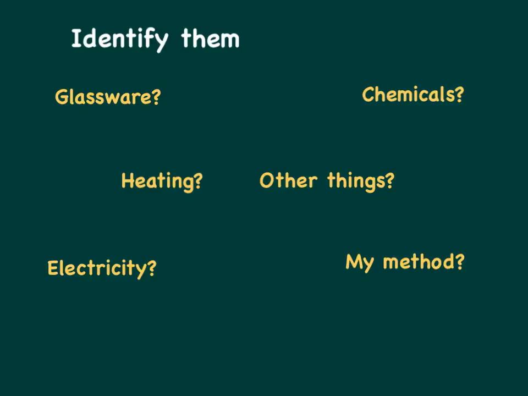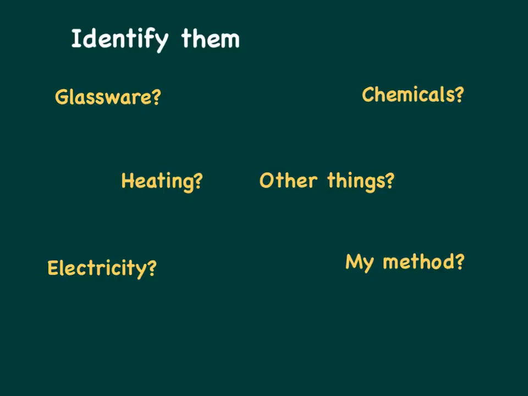If you're using a Bunsen, what precautions should you take? If we're using electricity, what should we do? What common sense things are there? And of course, we should relate them to how we use these equipment, and that means we should link them to our method.